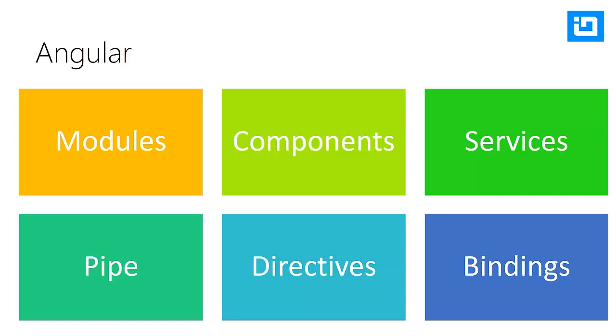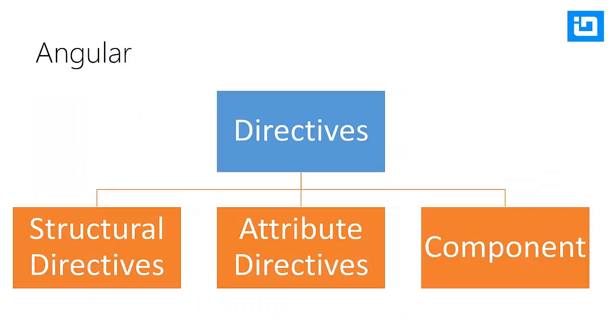Services are kind of a singleton class, where only one object gets created for a service. So any kind of functionality which you need to use across components, for example login functionality or making a call to an API, you may want to write inside services. Then pipes transform an input to the output. Then directives and binding. We are going to cover them in detail. So here in Angular, directives are of 3 types.